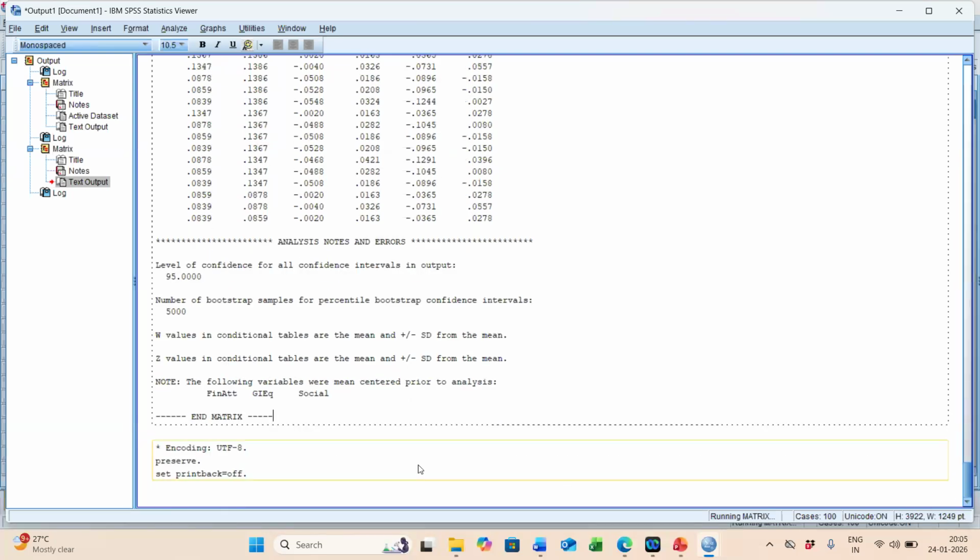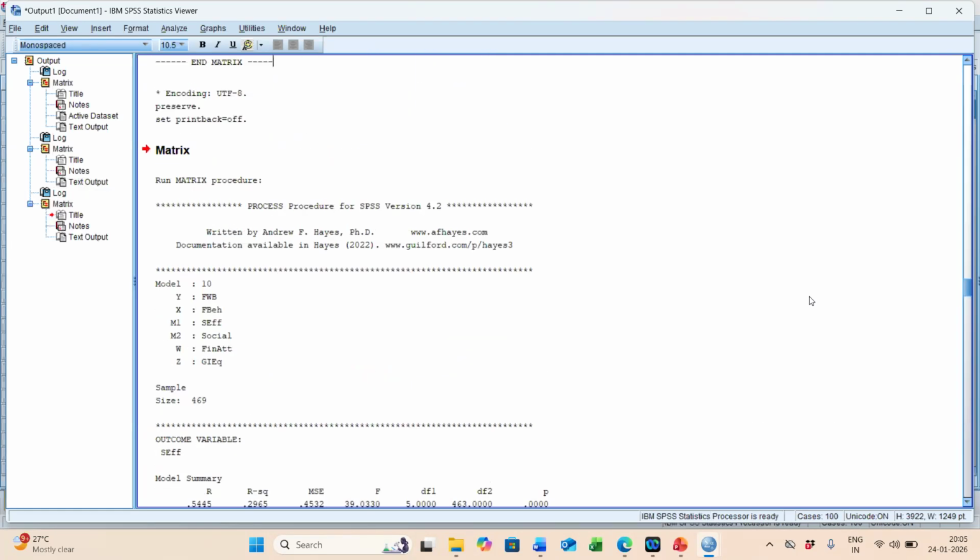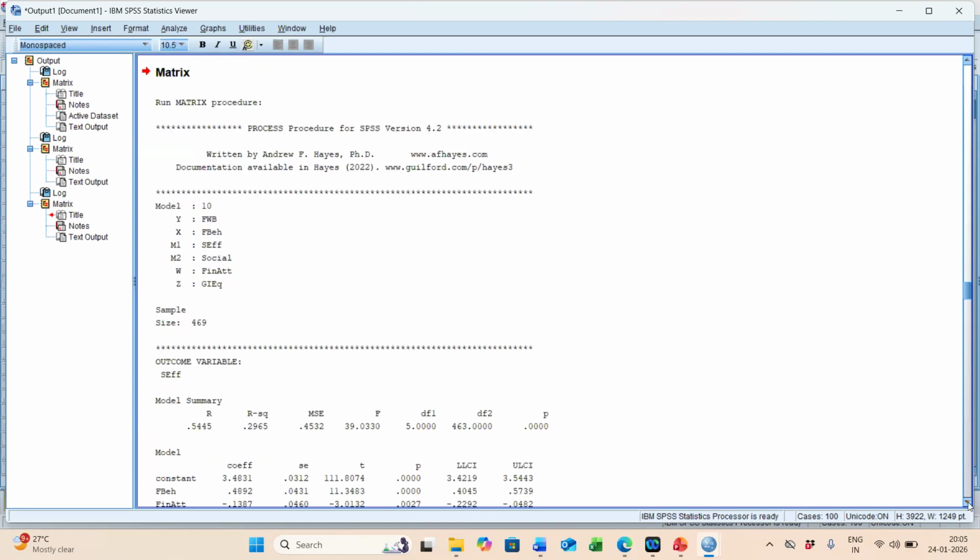Let's wait. It's actually a complicated calculation that is required. Okay, ready. Model number 10. Look at the variables.